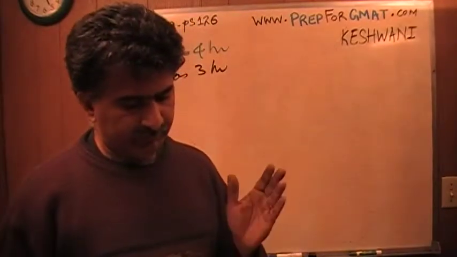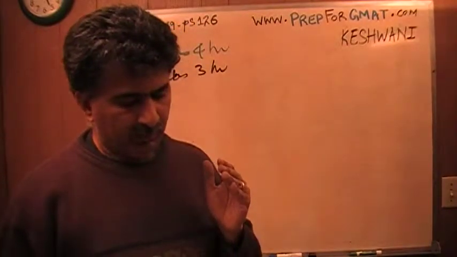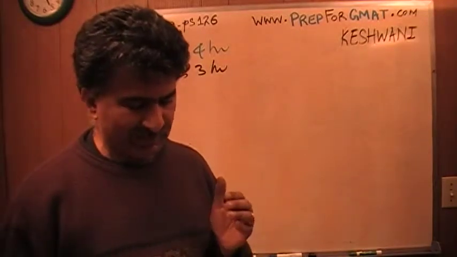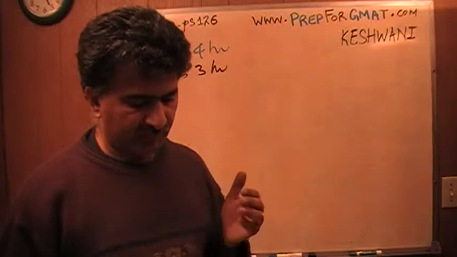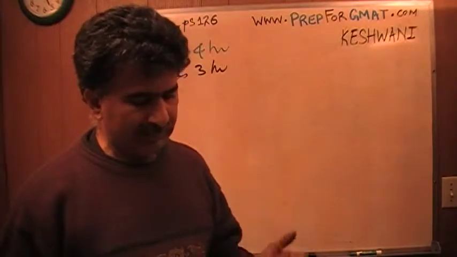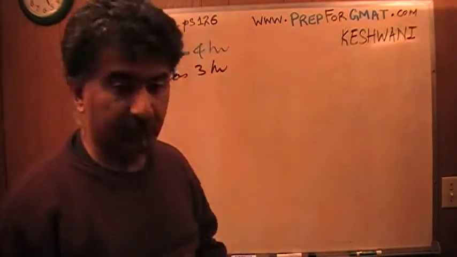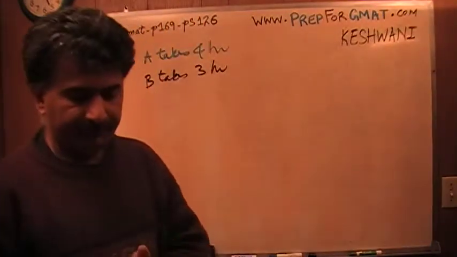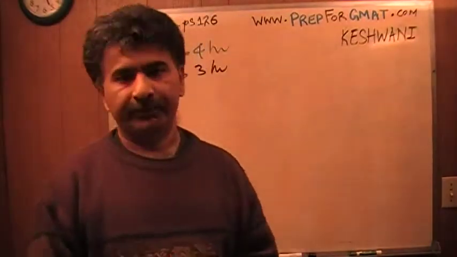The question simply is, how many hours would it take both machines working simultaneously at their respective constant rates to complete the order? Oh, fine. At their respective constant rate. Oh boy. So what do we do here?